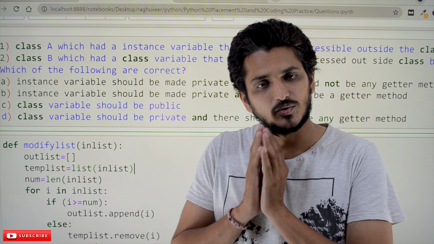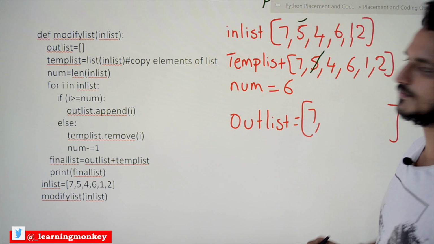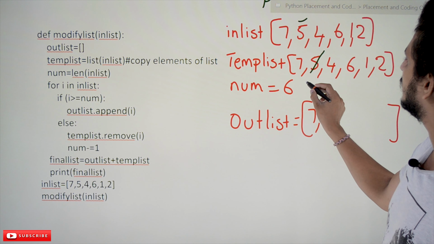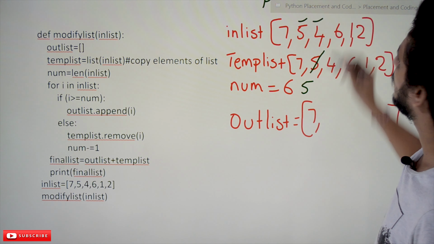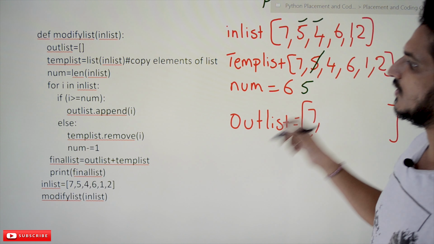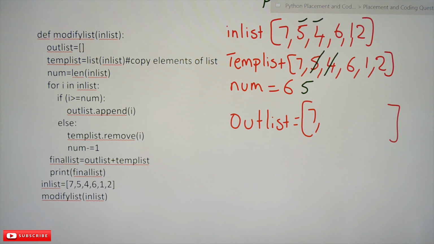Again it will take I in list, it is taking number 5. So 5 greater than or equal to 6, no, it will go to else statement, temp list dot remove of 5. They are removing this one from the temp list. After that what they are doing, num is equal to num minus 1, means num value will be 5 now. Again it will go into the list, it will take the 4 value. So 4 greater than or equal to num 5, no, it is false, it is going into the else part. It is removing the element from the temp list and they are going to reduce the num value.